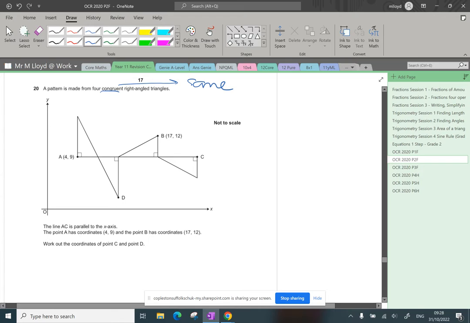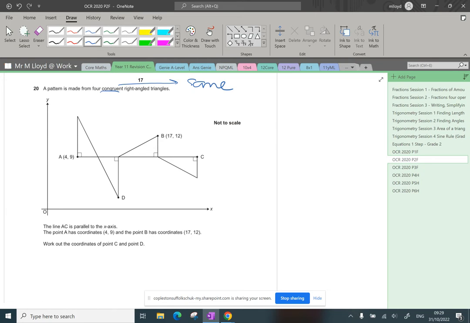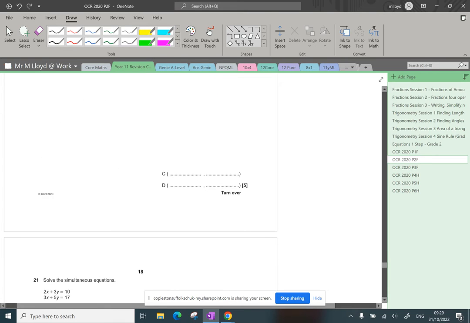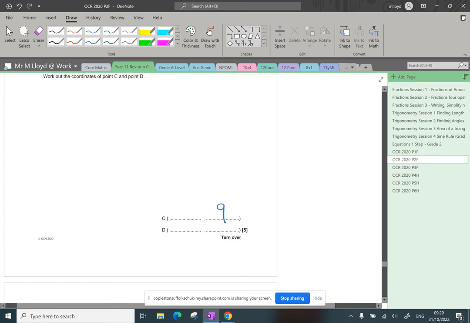So we're going to have to do a little bit of work here to work out the lengths of these triangles and find out what the coordinates are. The parallel to the x-axis is really important, which means that as we go from A to C, the line is going to be the same distance apart, which means that we're going to have 9 for our y coordinate on C. So initially, we can scroll down and put 9 in there.